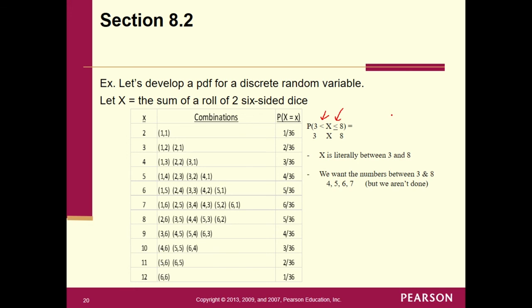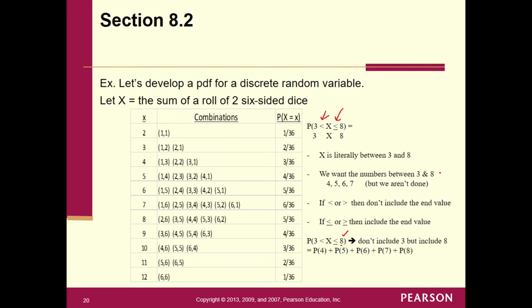So we're not done though, okay? If we have a less than or greater than sign, then we don't include the end values. If we have a less than or equal to or greater than or equal to, then we're going to include those end values depending on where they're sitting. Here we have the probability that x is somewhere between 3 and 8. Since we have the equal to sign here, we're going to include 8, but don't include 3, because we don't have the equal to sign down there.